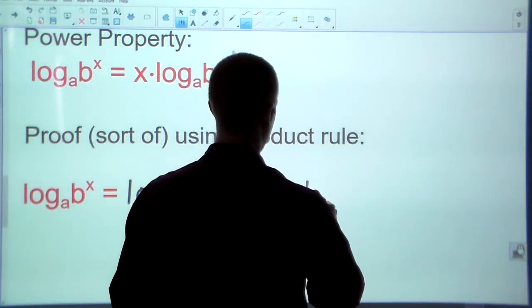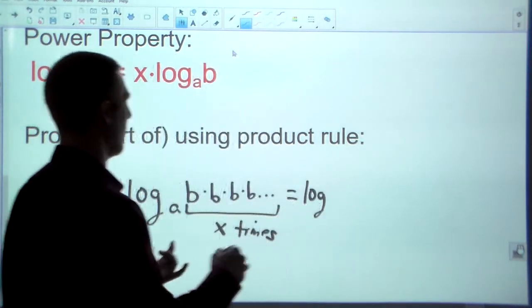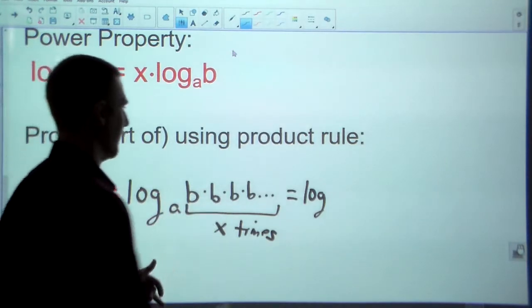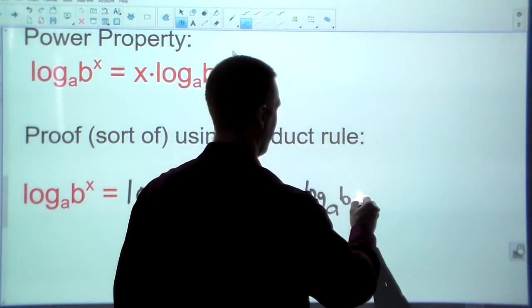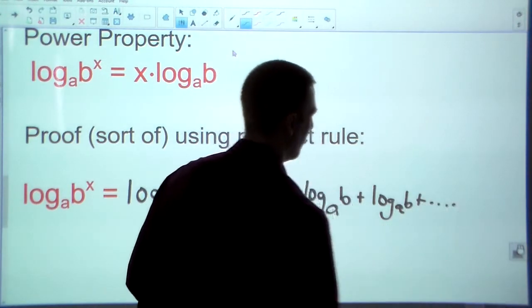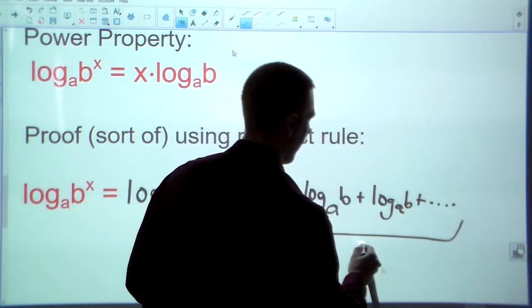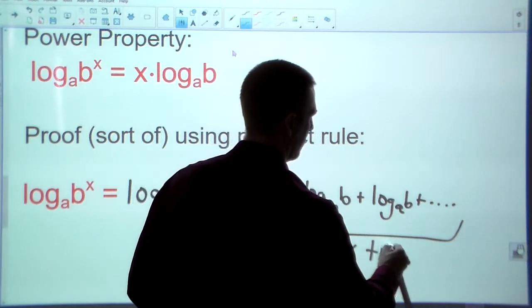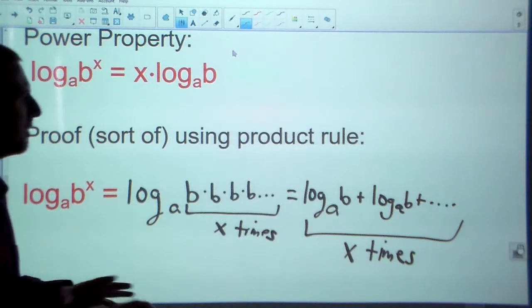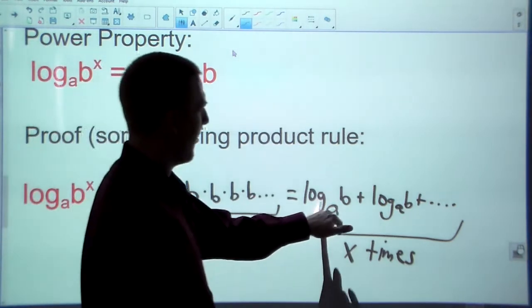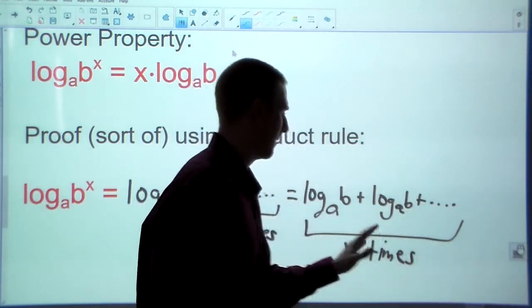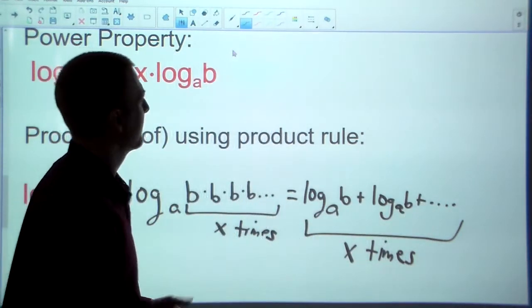So if you break it up even more, and this is by using that product rule, well, we've got log base a of a bunch of b's multiplied together, so that could be log base a of b plus another log base a of b plus another one, and we do that x times. And hopefully that is enough just intuitively to think about it. If I have log base a of b added together x number of times, well, it's kind of like this.